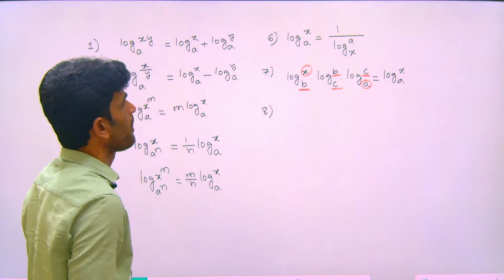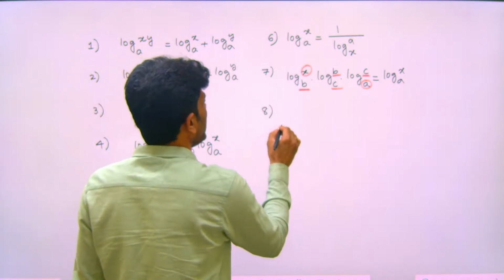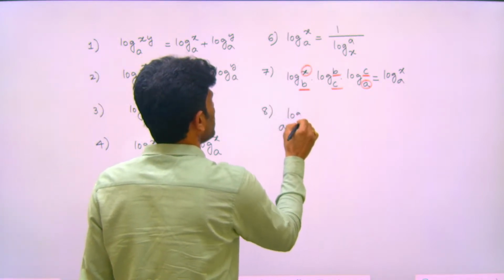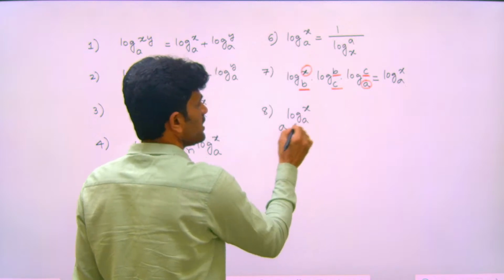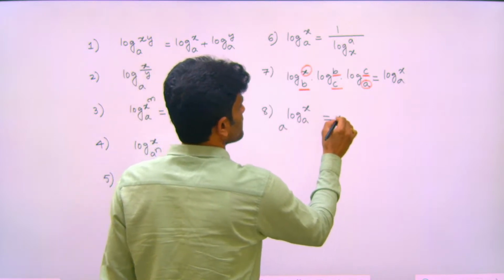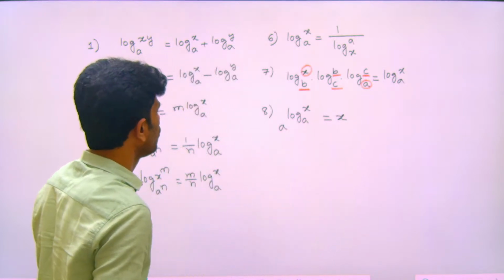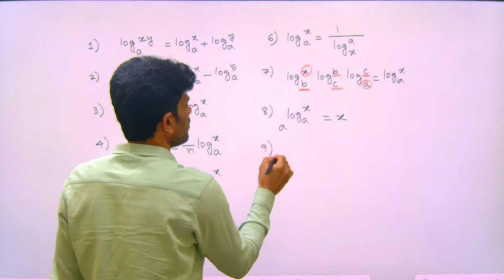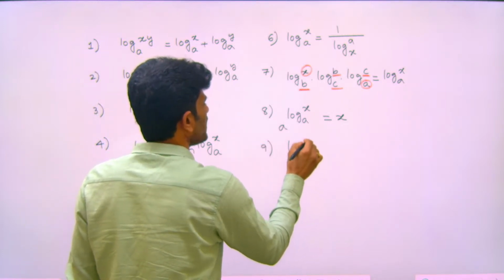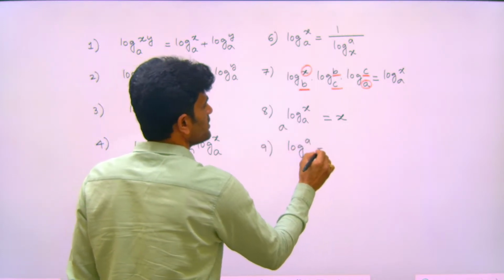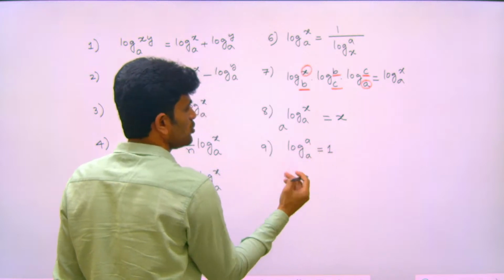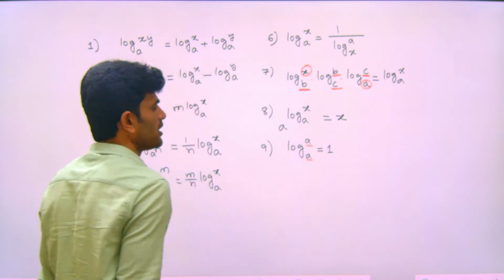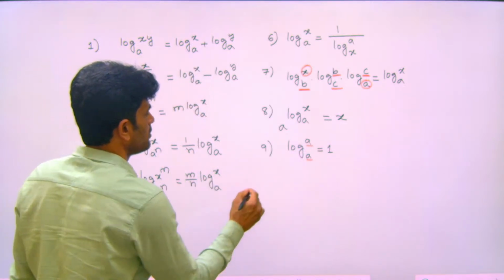Then here one more: a to the power of log x to the base a. If it is somewhere like this, the result is x. Better you note down all this. Ninth one, log a to the base a. When these two are the same, the result is 1. If these two values are the same, the result is 1.